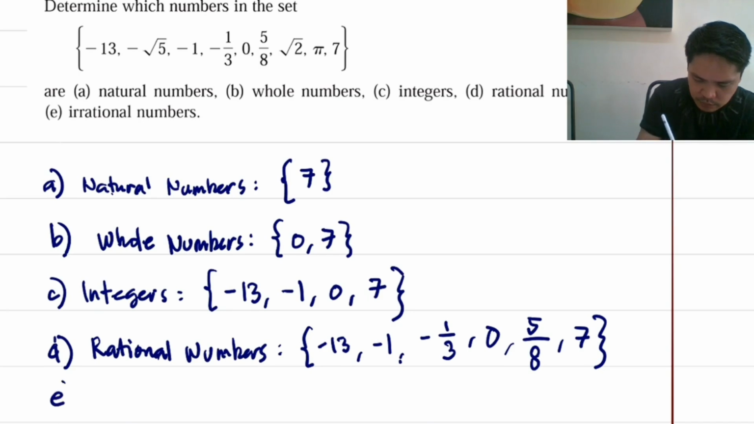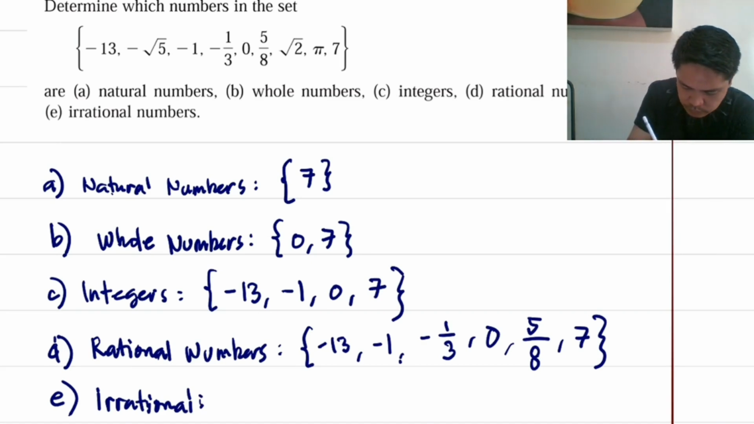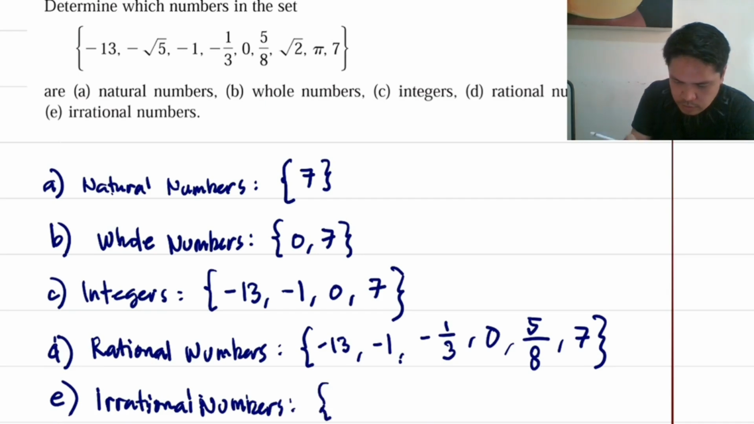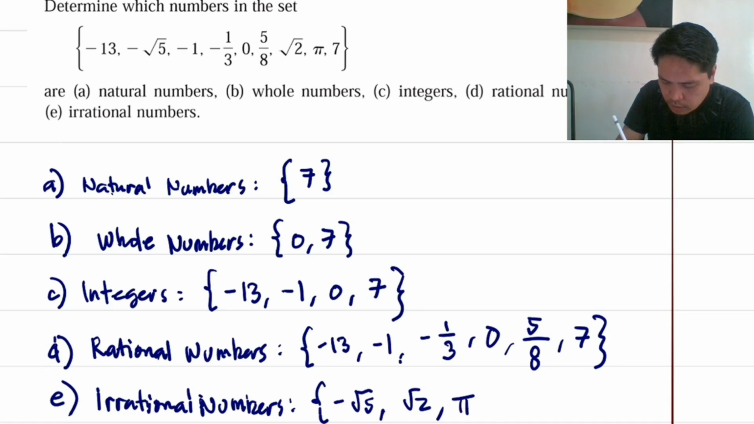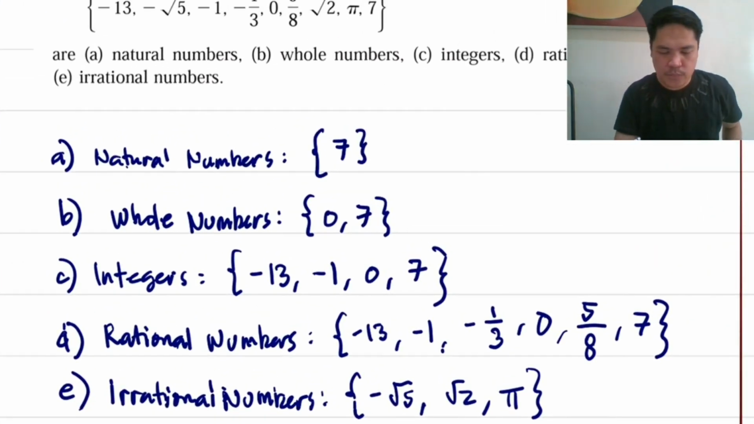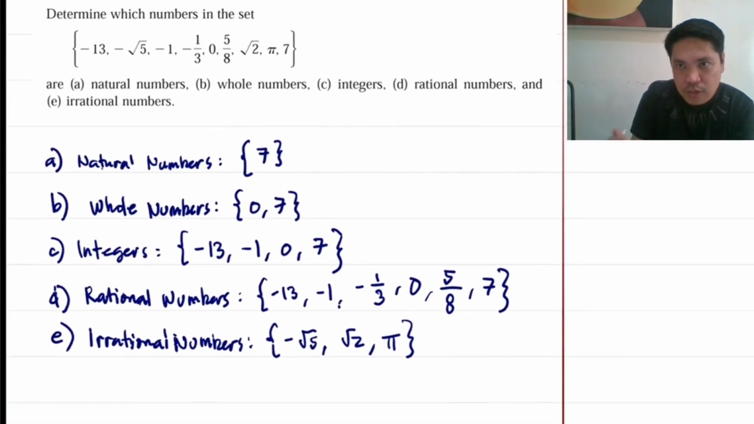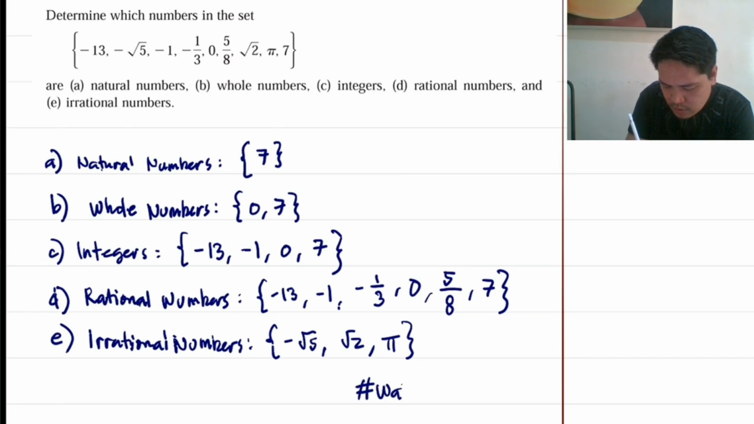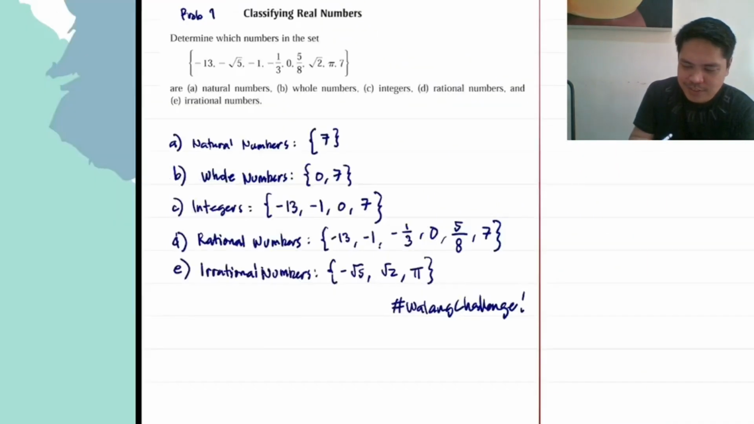How about our letter E, the irrational numbers? Which ones cannot be expressed as a ratio? Of course, it's negative square root of 5, square root of 2, and pi. So these are our answers. These are very easy problems, hashtag no challenge. Okay, let's proceed to our next problem.